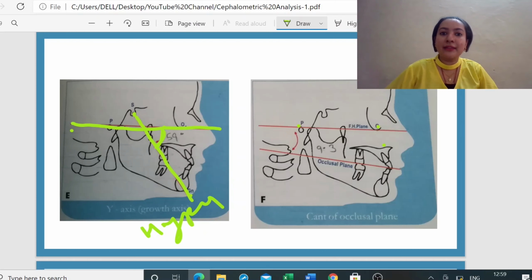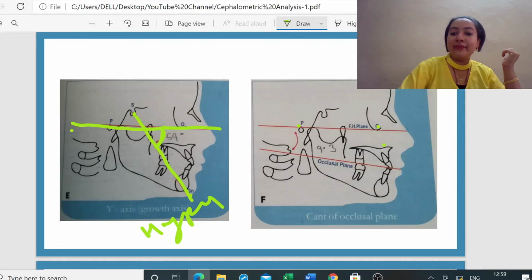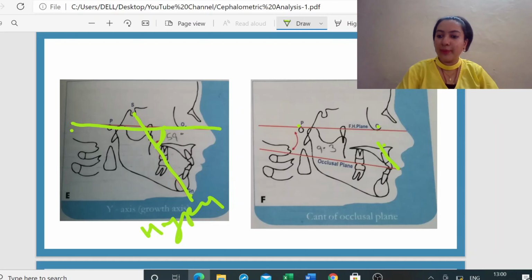It can be canted upwards, downwards, anteriorly or posteriorly, you have to decide. Okay, if my angle increases, it means it is anteriorly downwards. So that is how you have to adjust the cant of occlusal plane, and based on that you decide whether you have to intrude the anteriors, extrude the anteriors, or whatever treatment has to be given to the patient.